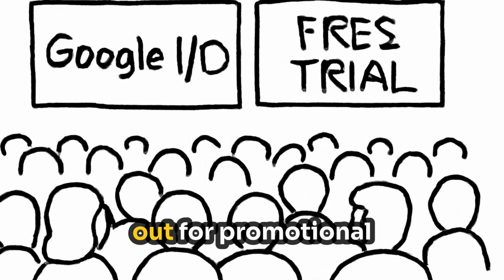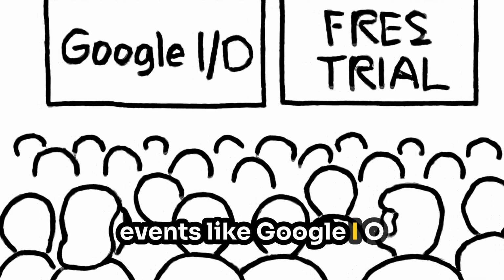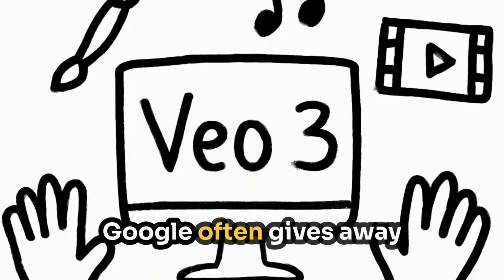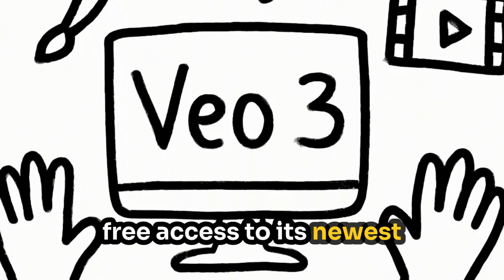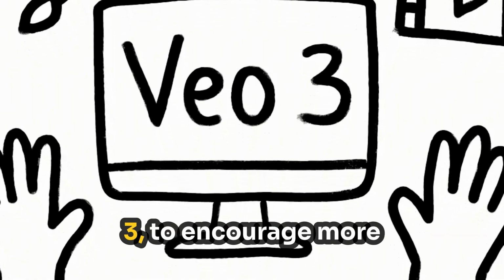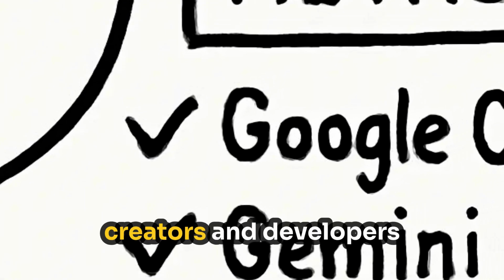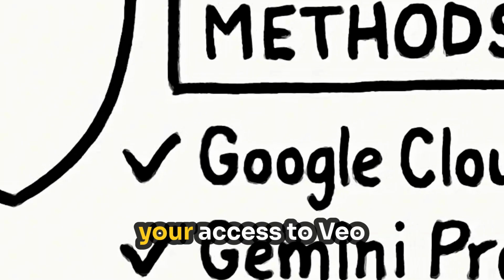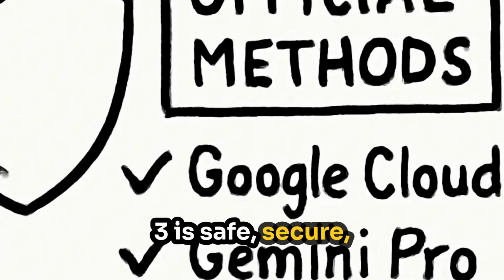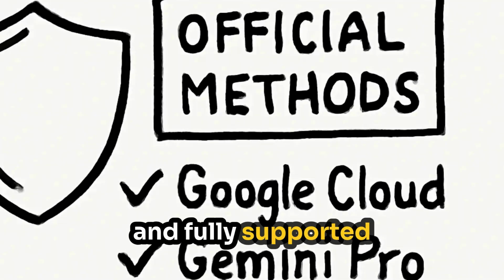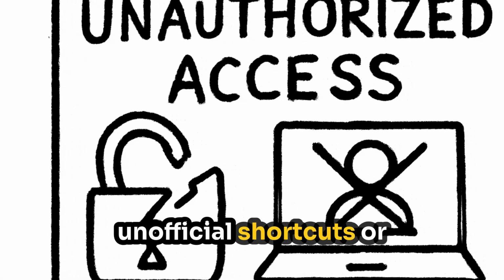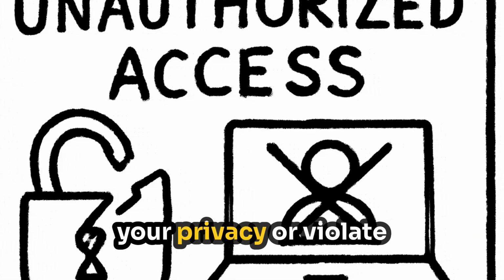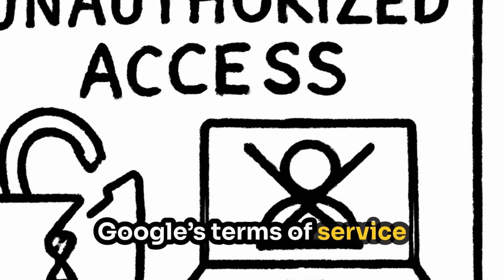Finally, keep an eye out for promotional events like Google I/O or product launches. During these events, Google often gives away free access to its newest AI tools, including Veo 3, to encourage more creators and developers to try them out. Using these official methods ensures your access to Veo 3 is safe, secure, and fully supported. It's important to avoid unofficial shortcuts or unauthorized accounts, which could compromise your privacy or violate Google's terms of service.